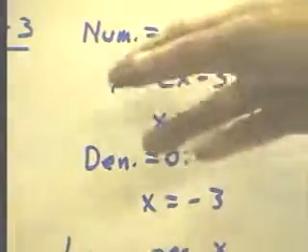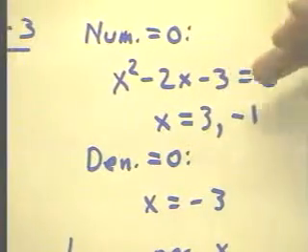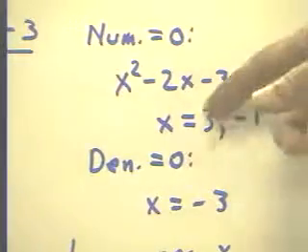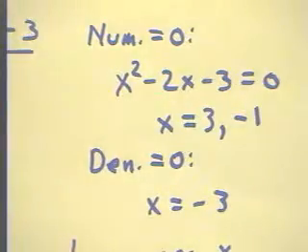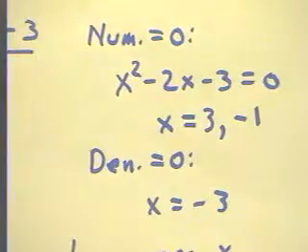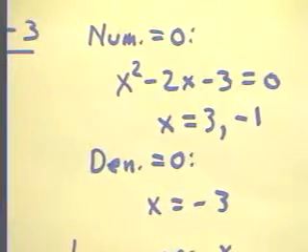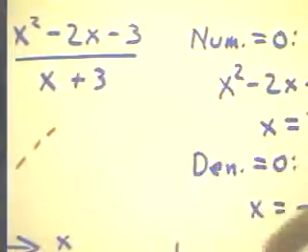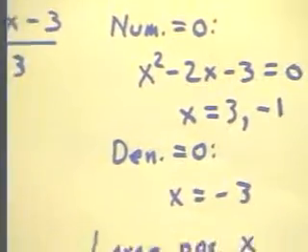The numerator is x squared minus 2x minus 3, and we see when it's equal to 0. It turns out that that occurs when x is 3 or negative 1, if I've done my calculations correctly. When is the denominator 0? Well, when x equals negative 3. The denominator, of course, is the x plus 3 that we saw up here. So at negative 3, the denominator is 0.